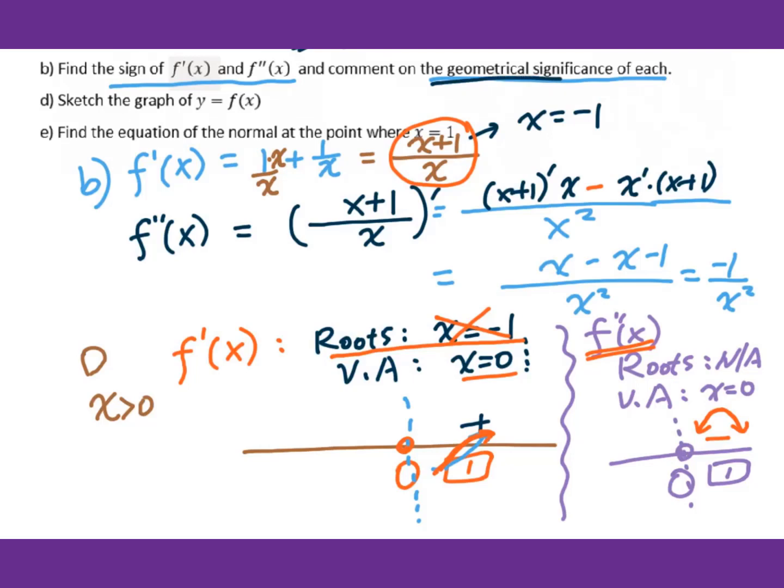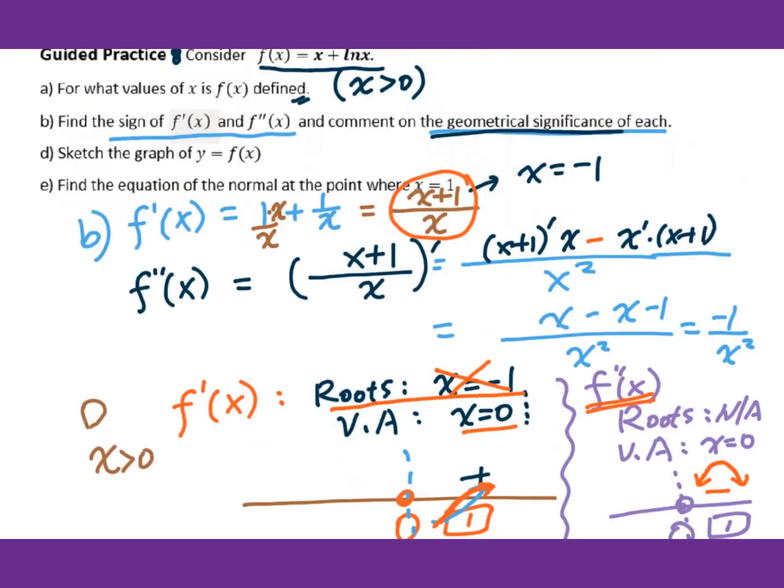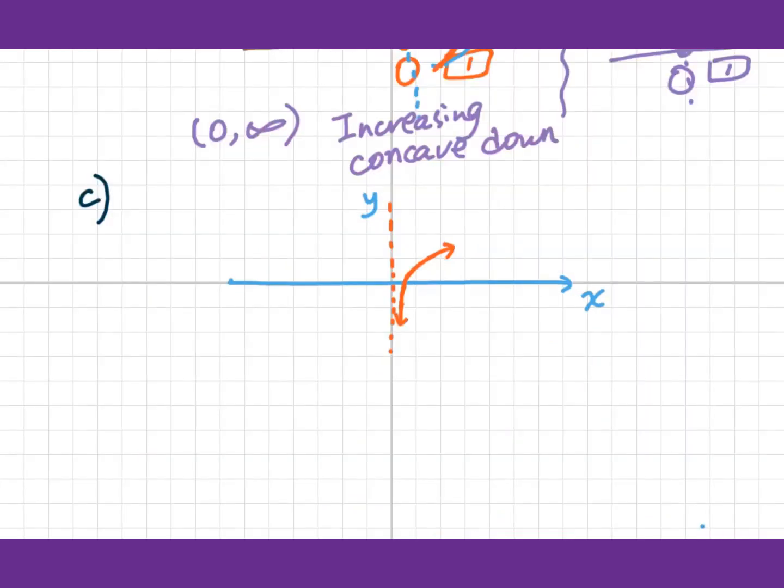Now we're working on the geometrical significance of each. From 0 to infinity, it's all increasing. And for this interval, it is concave down. Let's go to C. Sketch the graph y equals f of x. We already know this is concave down and increasing. That's why the graph will be like this.